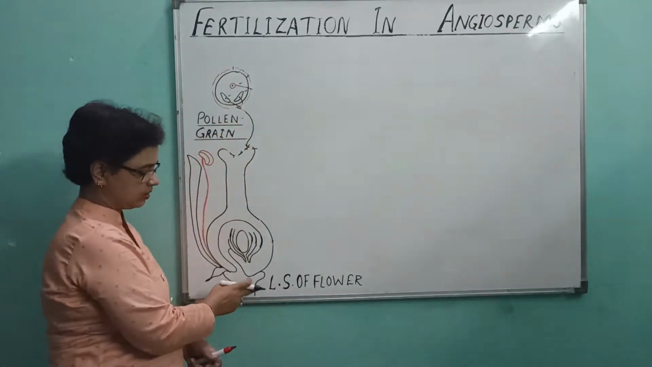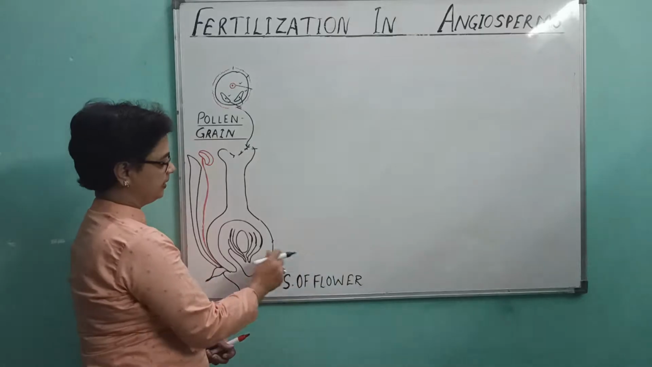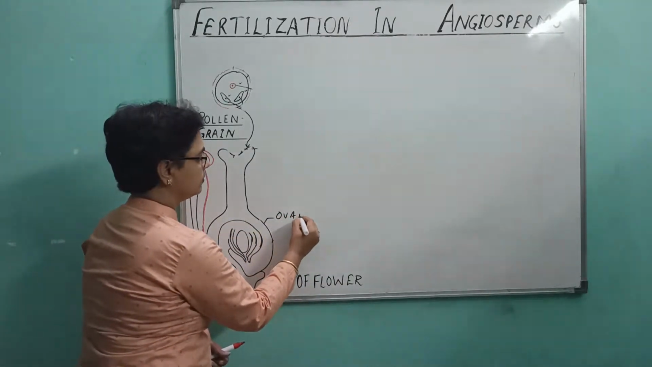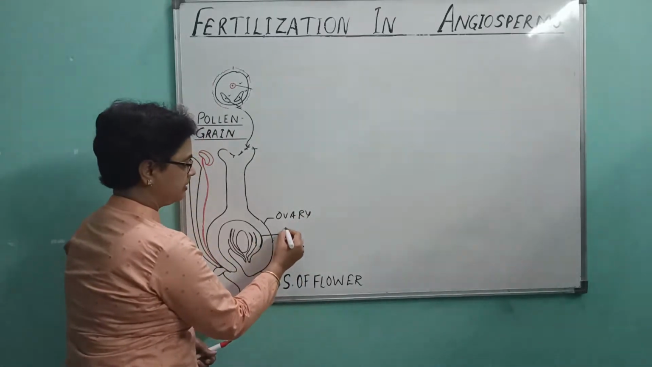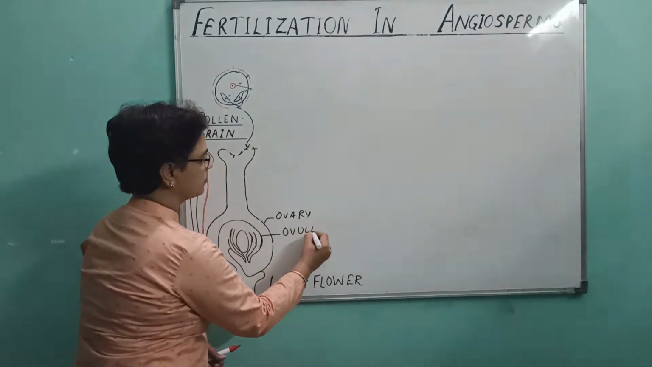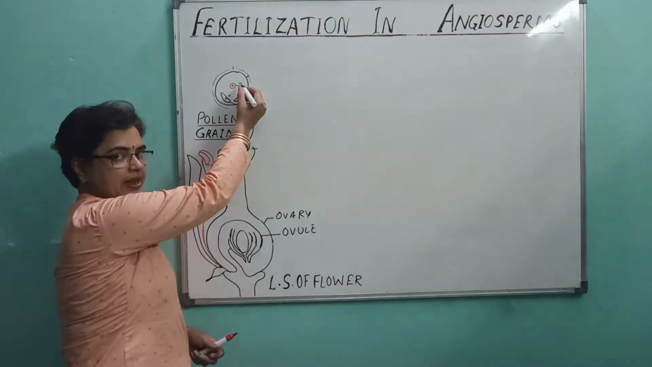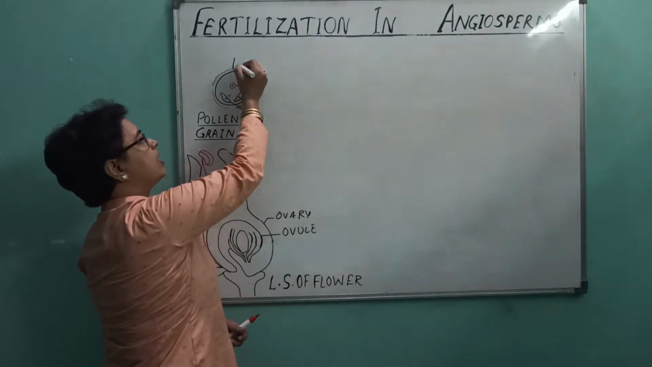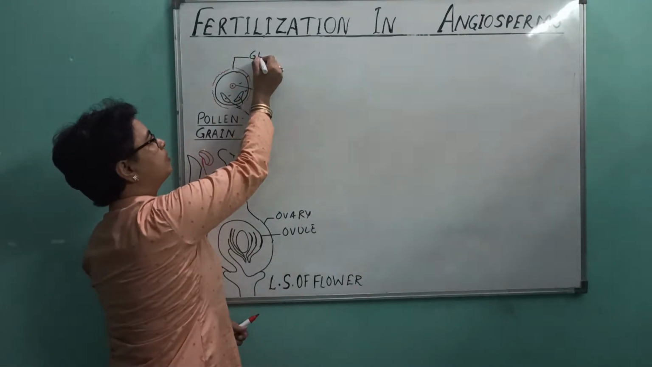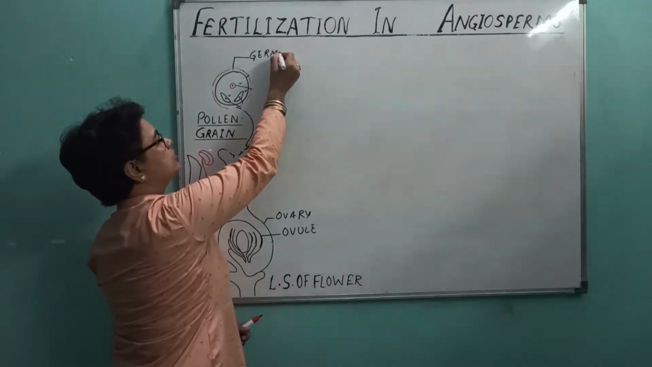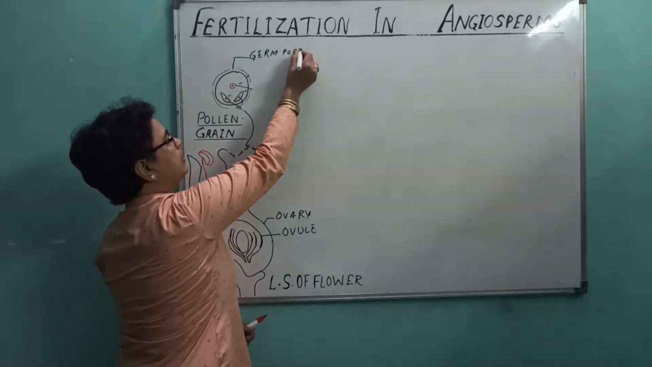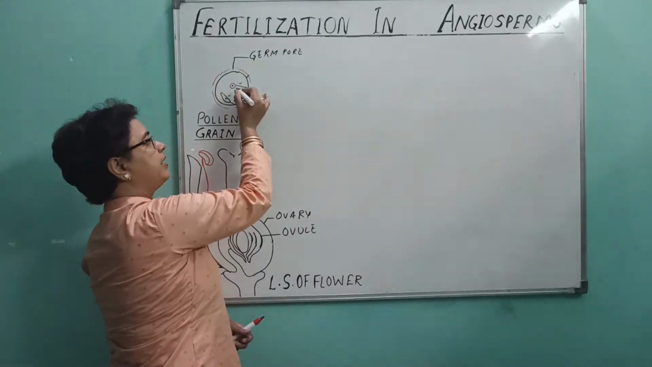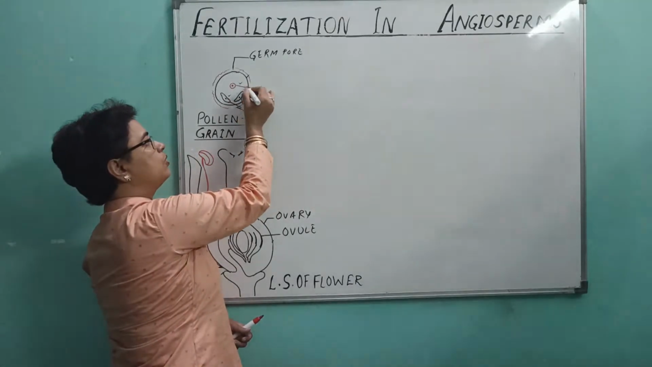The process is known as fertilization. This is a simple LS of a flower, with the ovule inside the ovary, so this is the ovary, and inside it is the ovule. In the pollen grain, this vacant place where the outer membrane is absent is termed the germ pore, and inside this pollen grain, three different cells are formed.